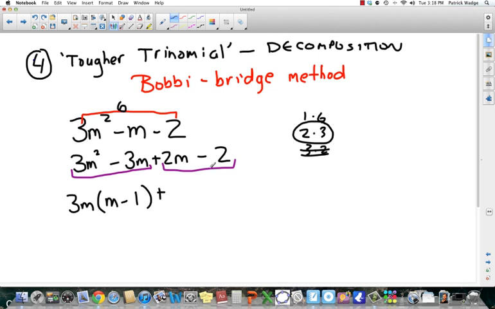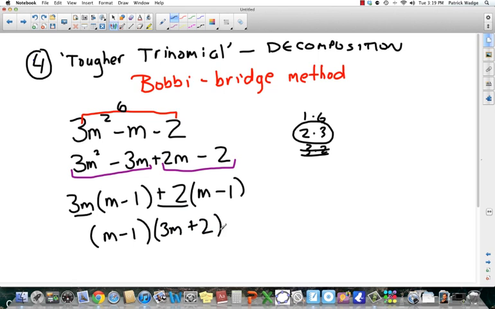Same thing over here. What's the greatest common factor? 2. 2 times m equals 2m, and 2 times 1 equals 2. If you've done it right, you should get the same thing in both brackets, and we did. So you take that part in brackets out. It's kind of like a greatest common factor. You take that out, and what's left is this, 3m, and this, plus 2. We did it. That is a tougher trinomial, Bobby Bridge method.